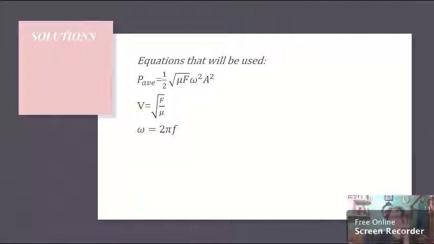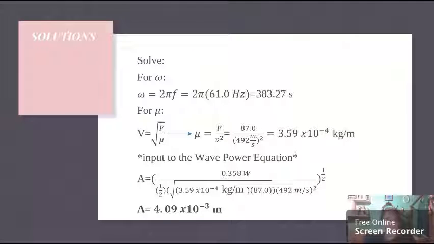So first we need to find the things that we are going to plug into the wave power equation. First is omega, which is 2 pi times the frequency. Since we're given the value of the frequency, we're just going to plug it in. 2 pi times the frequency, which is 61 hertz, we're going to have an answer of 383.27.